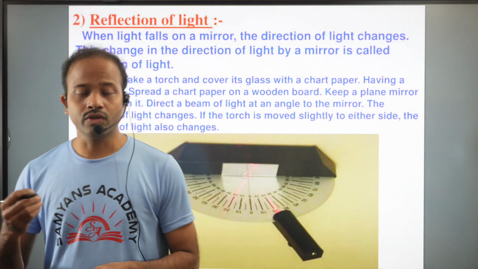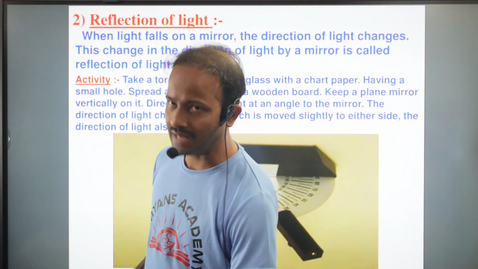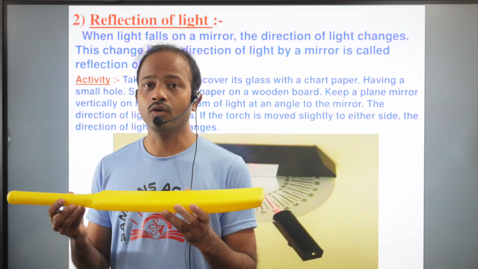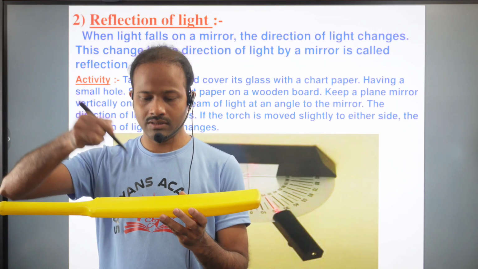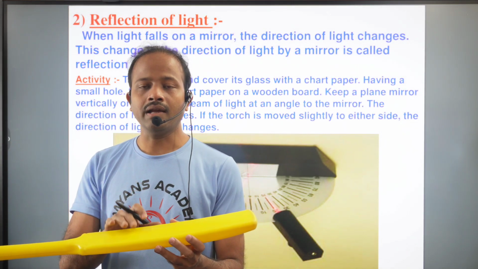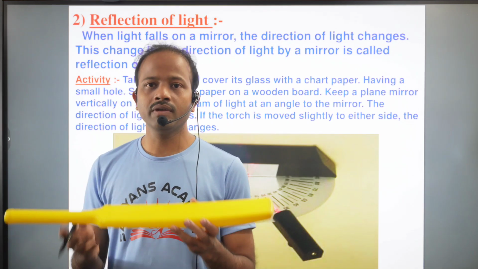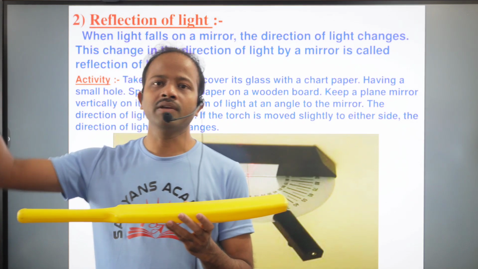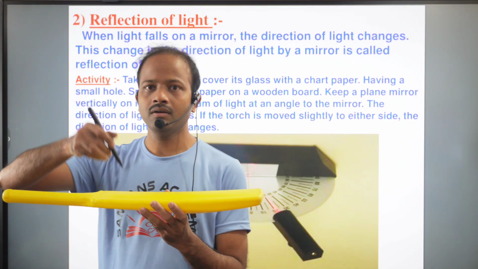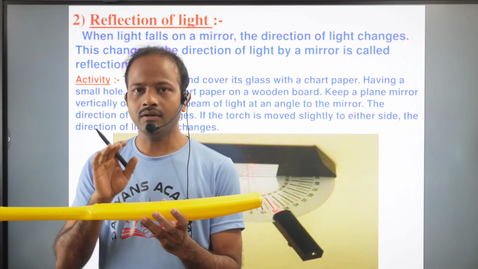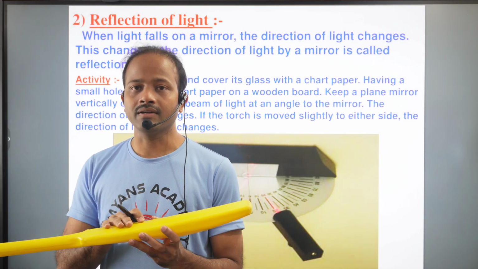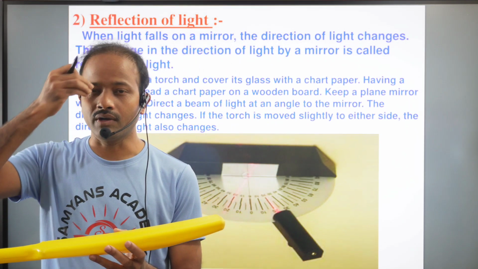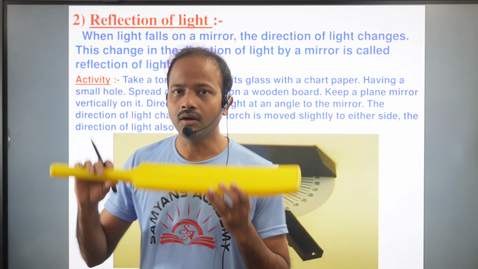Suppose here this bat is there. It is a yellow color bat. How can we see this yellow color? When light falls on this bat and the reflected light reaches our eye, then only we can see this object. The straight light coming from the source falls on this bat and gets reflected. The reflected light reaches our eyes, then only we can see the objects.